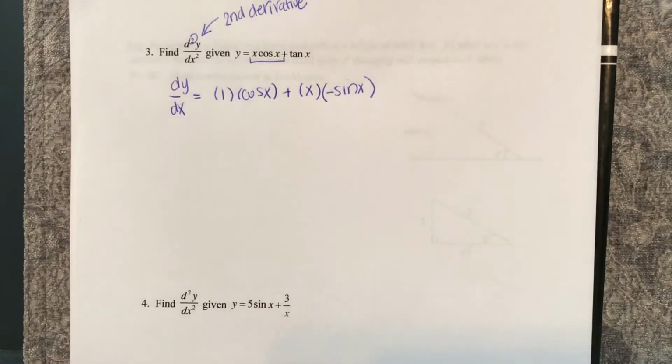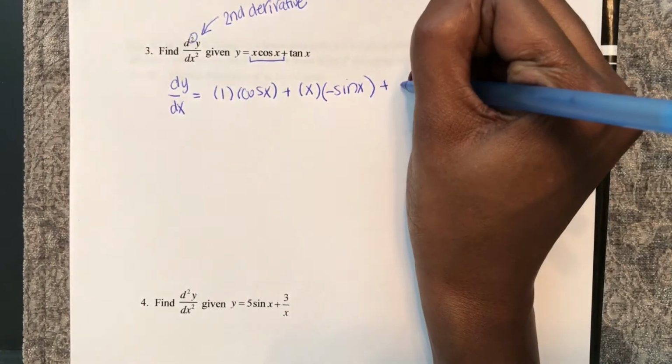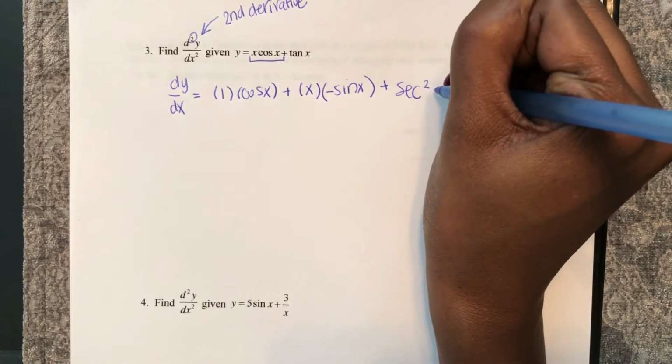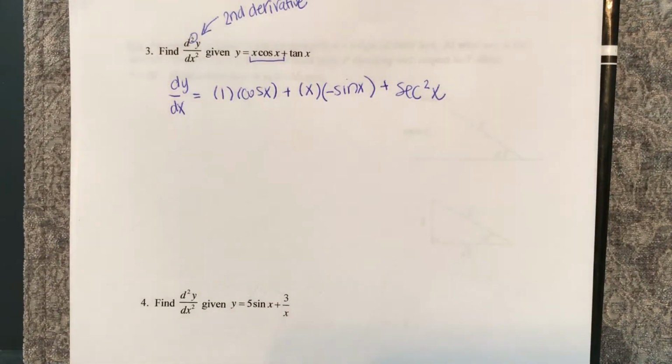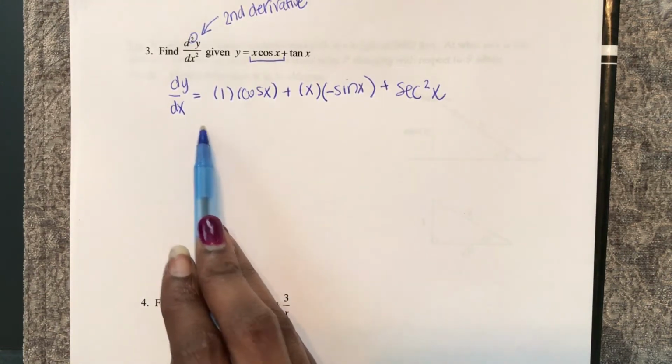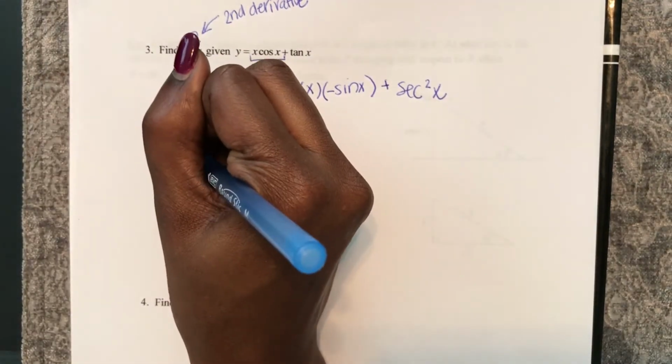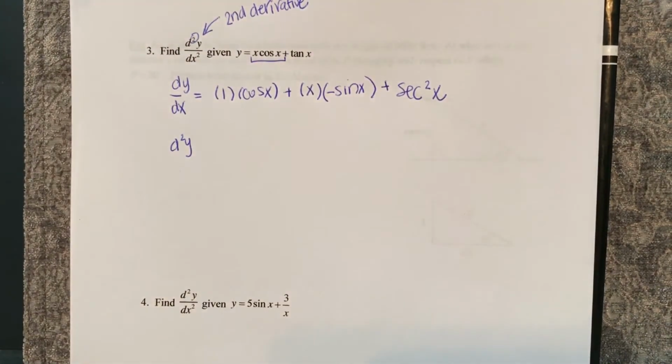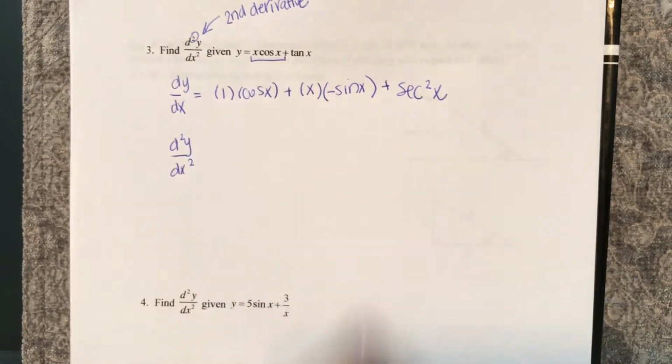So now I'm left with whatever the derivative of tangent is, which from our first page of notes for 2.5, we know is secant squared x. So now I found the first derivative. I need to find the second derivative. So I'm going to go ahead and keep it just like this, and now find the second derivative of what I have. So the second derivative with respect to y of x.